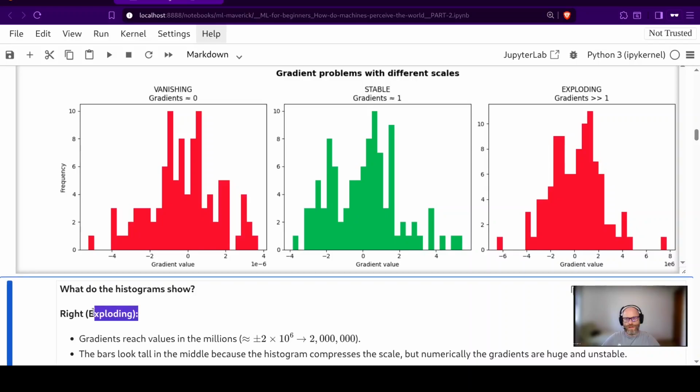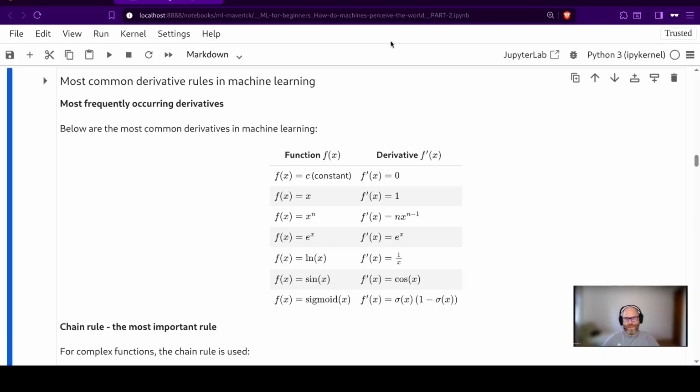The right histogram: exploding gradients. Gradients reach values in the millions, plus minus 2 times 10 to the 6th power, around 2 million. The bars look tall in the middle because the histogram compresses the scale, but numerically the gradients are huge and unstable.